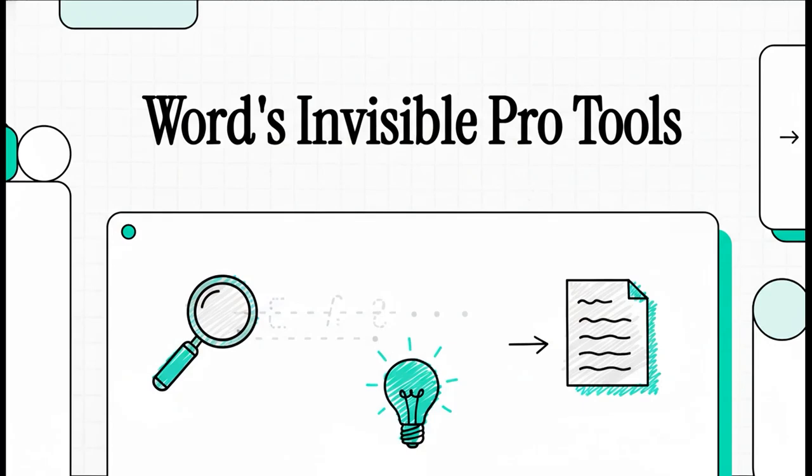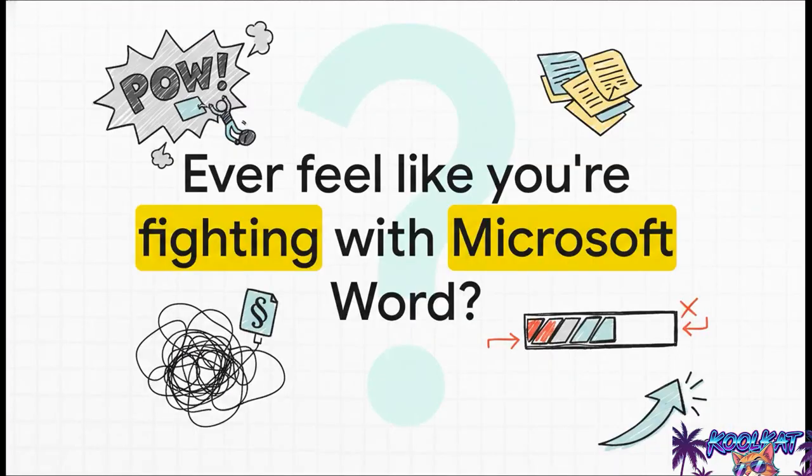Today, we are diving deep into Microsoft Word to uncover some of the invisible tools that pros use. Seriously, these are the tricks that will stop you from fighting with your documents and finally start making them work for you. You know that feeling, right? Where you're just trying to get a paragraph to sit perfectly or an image to stay put, and it feels like you're in a wrestling match with the software itself. Trust me, we have all been there. But there is a much, much better way.